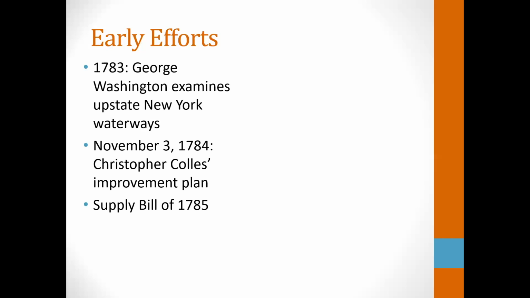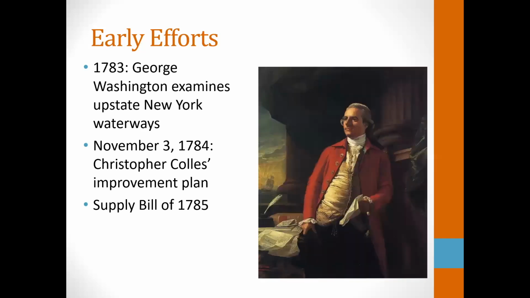So yeah, Coles' plan fails there. But in 1785, we also see the entrance of this man to the story. This is Elkanah Watson. He's a unique character. Seems to be a bit of a rake, if you will. He's good friends with Benjamin Franklin.